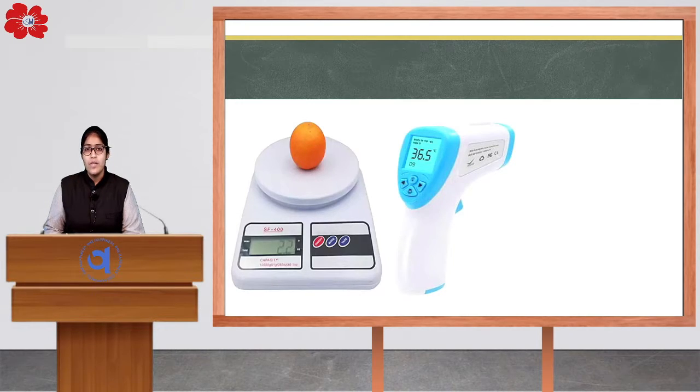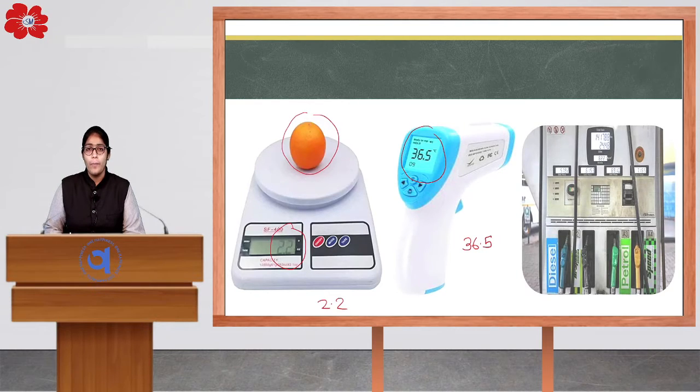First is a weighing machine, and we know that it is used to measure the weight of an object. As you can see, an orange is placed on it and the machine is showing some weight. Can you read the number? Yes, it is 2.2. Another is a thermometer, and we know it is used to measure temperature. Can you read the temperature which it is showing? Yes, it is 36.5.